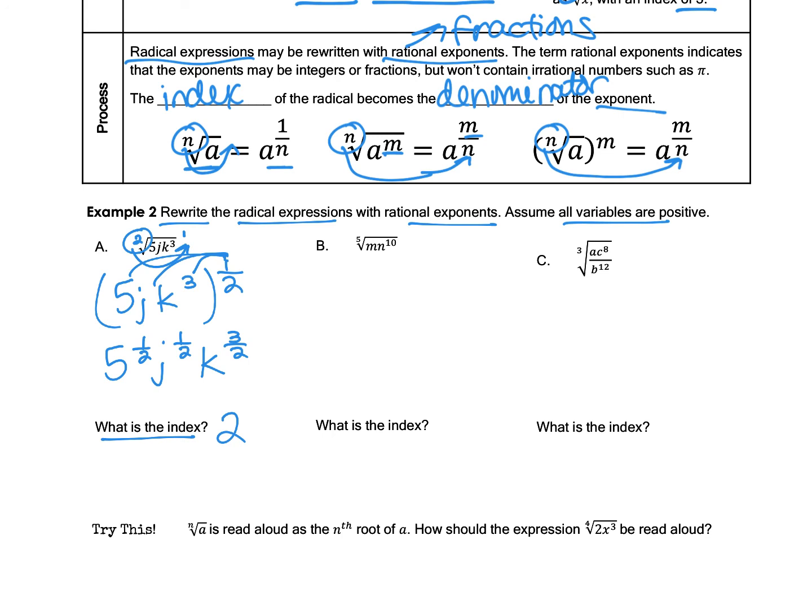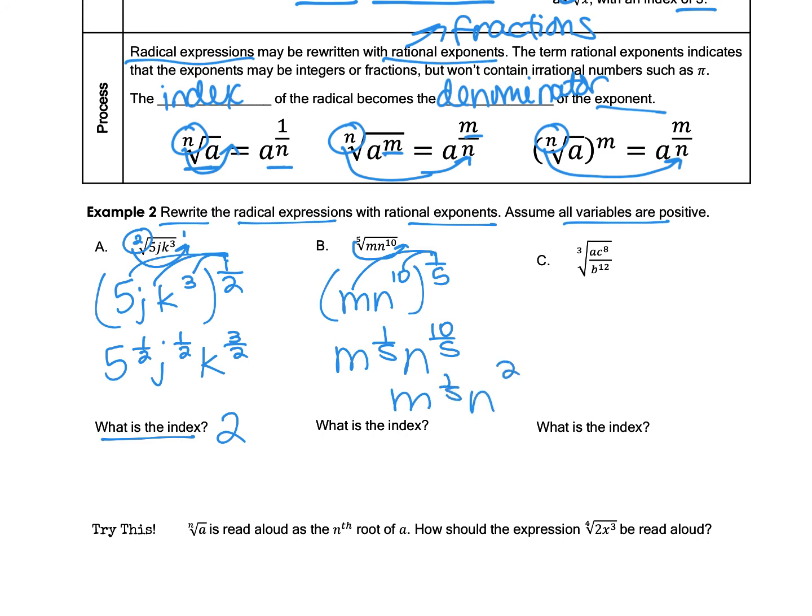So now I'm going to do the same thing on this one. Everything under the radical needs to be in parentheses, and then the index becomes the denominator. So I'm going to put 1 over 5. Anytime we have a square root, that means you're raising something to the 1/2 power. Anytime you have a fifth root, you're raising something to the 1/5 power. So I need to distribute this. That's m to the 1/5. And then I'll multiply the tops. I get 10 over 5, which I need to reduce to 2. The index is your little bitty number, which becomes your denominator of your rational exponent. So we need a 5 there for our index.